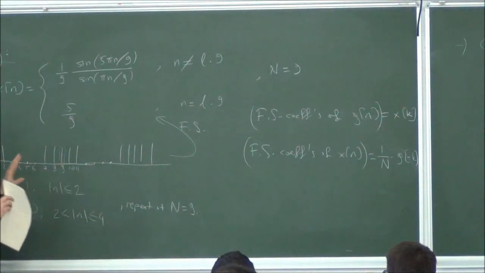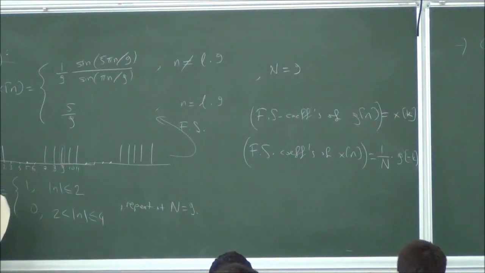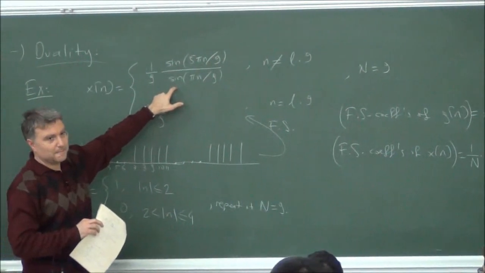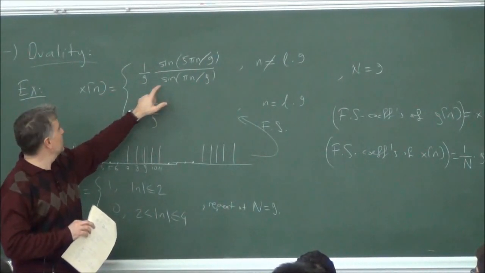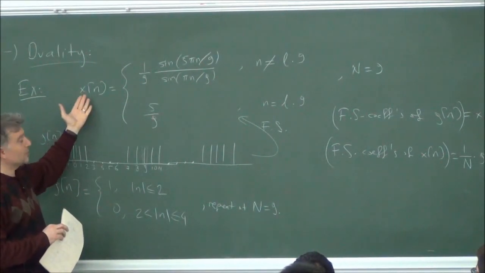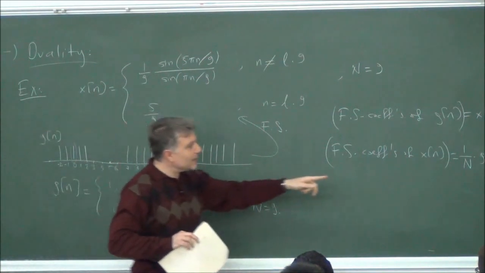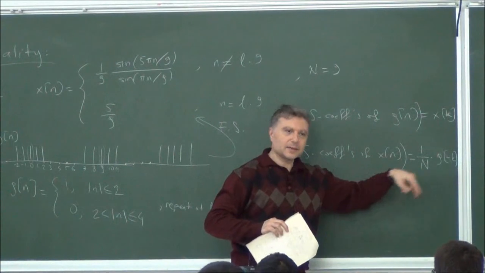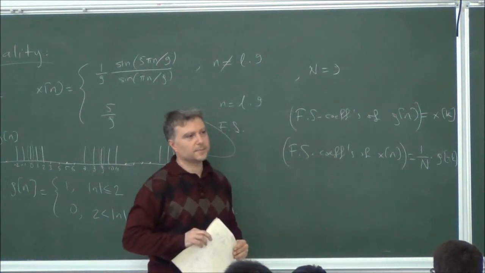If everything works perfectly like this, because these are perfectly symmetric, g of n is symmetric around the origin, and x of n is also symmetric around the origin, by the way. So x of minus n is equal to x of n, in other words. Then you will not notice this effect of minus k, but normally it's like this.